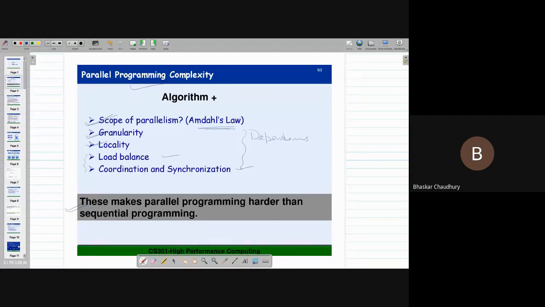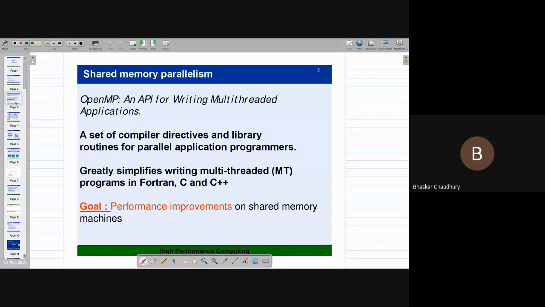We'll discuss that gradually. So today we will be talking about shared memory parallelism. There are two important models of parallel platforms, or you can say communication models of parallel platforms. One of the very popular models is shared memory parallelism, and this is quite simple compared to the other one, which is the distributed memory communication model.